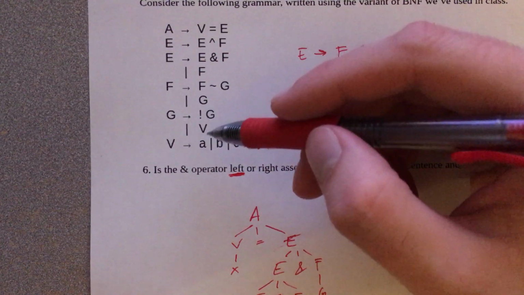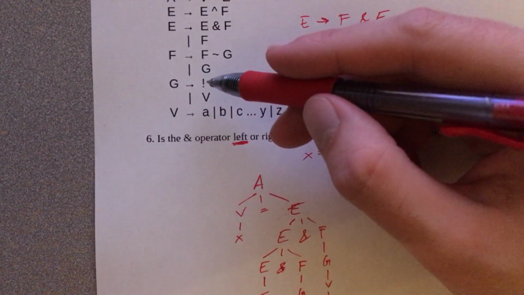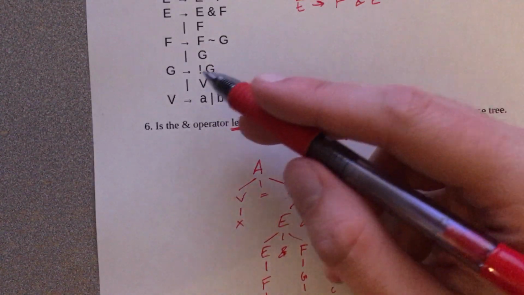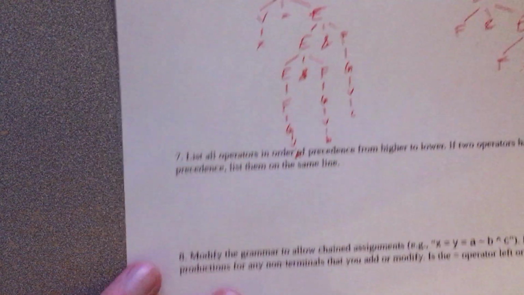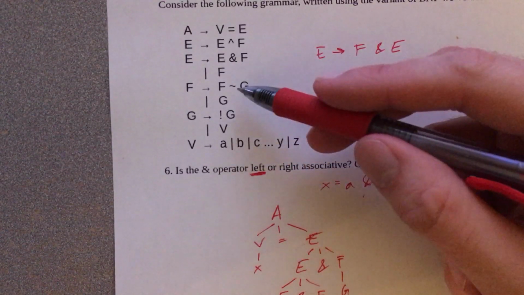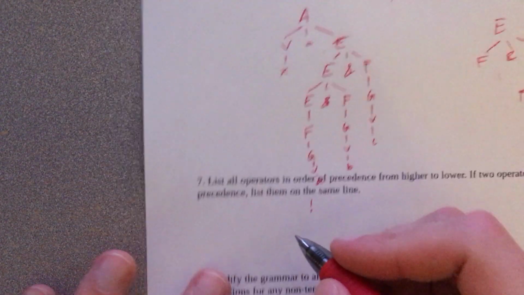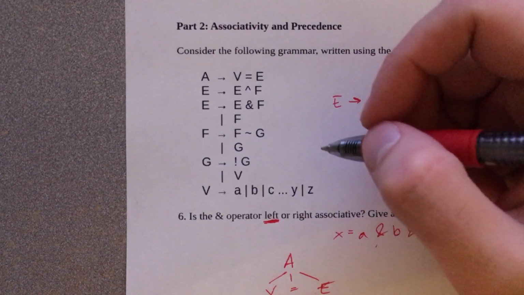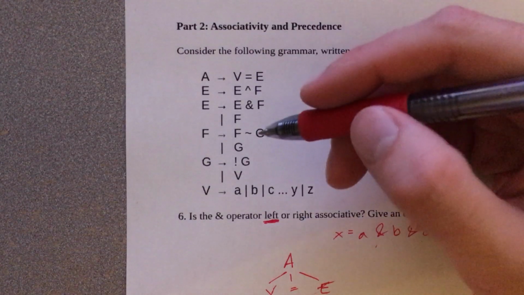And so we can look down here at the bottom of the grammar and we see, well, we have a unary operator, exclamation mark, and that's at the bottom. And so that's going to be our highest precedence operator. So that's going to be the first one here. And then on the next layer up, we have the tilde operator. So that's going to be our next highest, or I guess next lowest precedence operator.